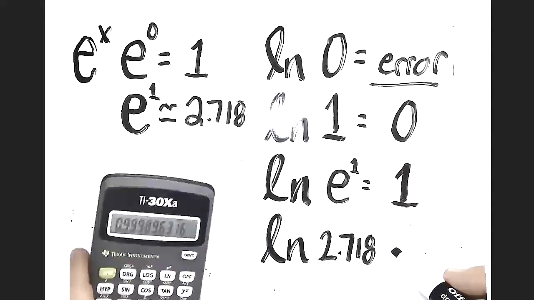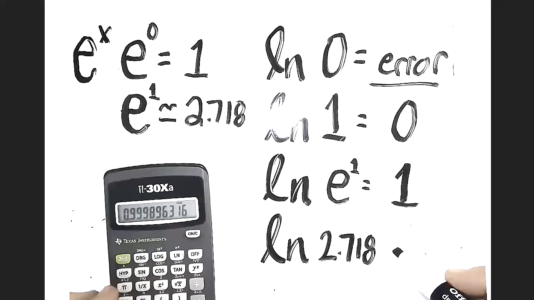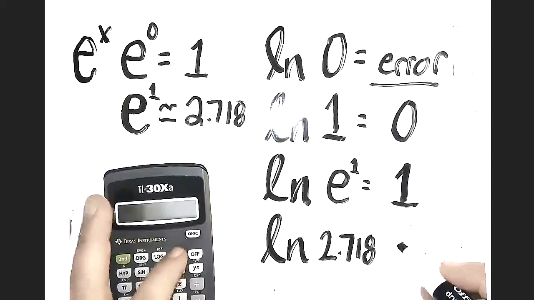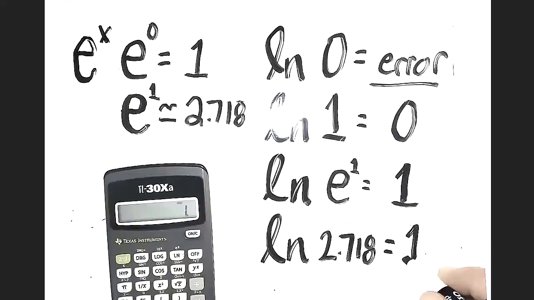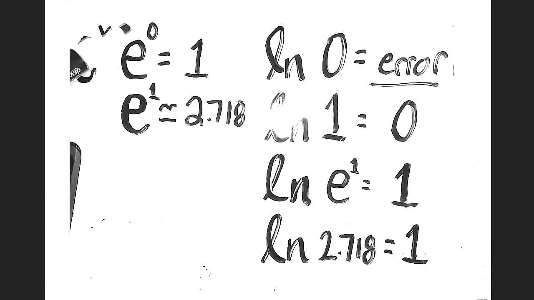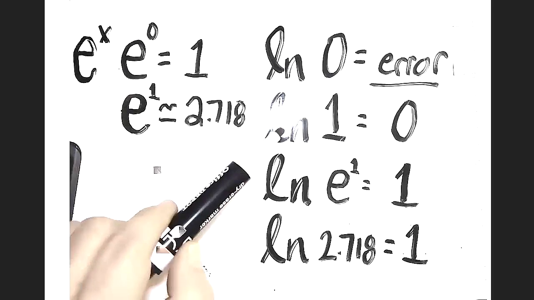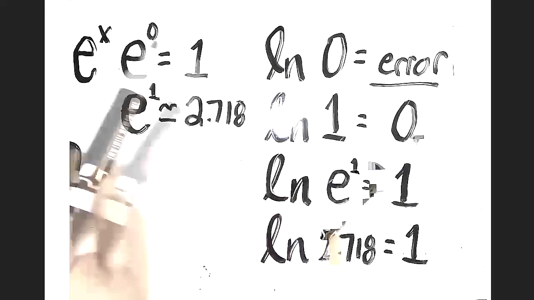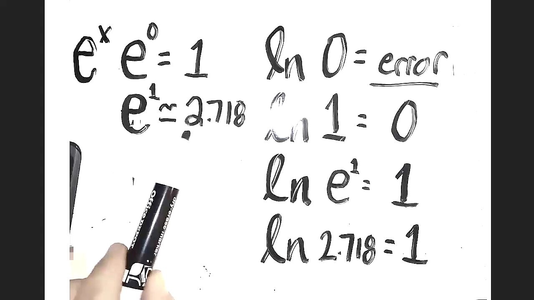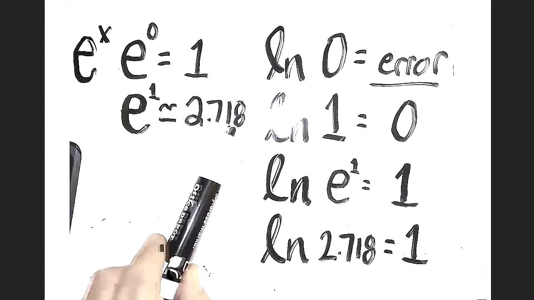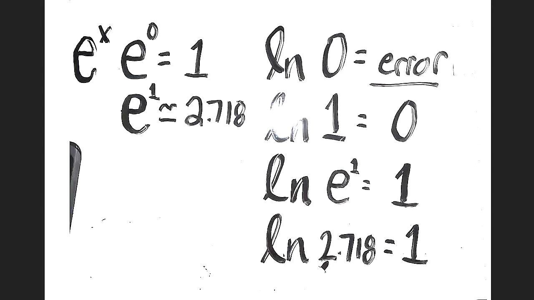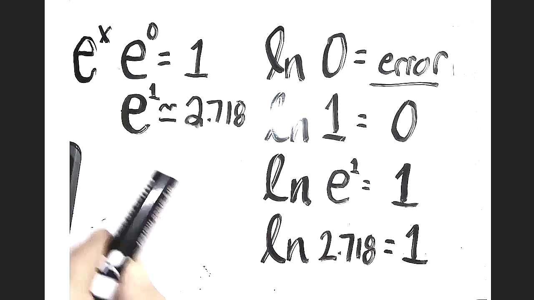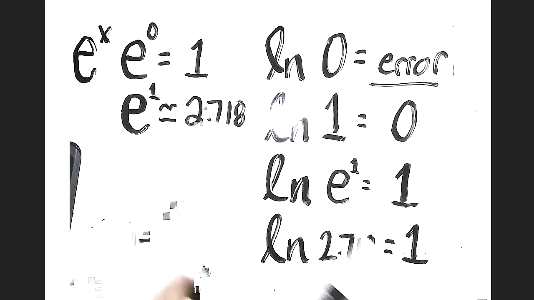But if we just had that complete expression, and again, we can do that by going second function e to the 1. If we have that complete expression, and then we try to take the natural log of that, it turns it right back into 1. Okay, so e to the 0 is 1. The natural log of 1 is 0. That's a mirror. E to the 1 is 2.718, roughly. And the natural log of 2.718, e, is 1. So there are mirrors here.